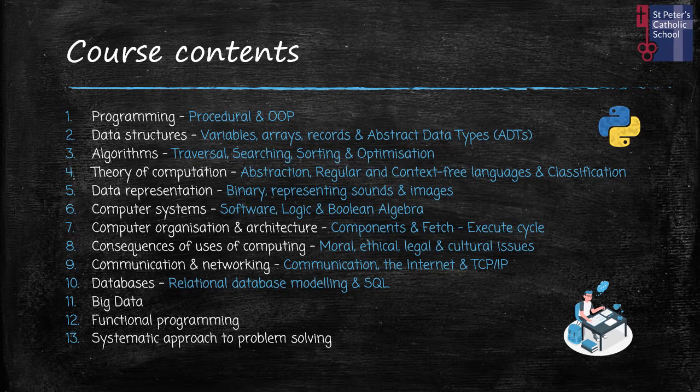Data representation develops students' understanding of binary and how it is used to represent different types of data. Computer systems focuses on the different software used in computers. It also covers how logic circuits and expressions can be simplified. Computer organisation and architecture looks at the different hardware components, including a detailed focus on the processor and how assembly language works. Consequences of uses of computing considers the various issues relating to the subject and the responsibilities that computer scientists have.